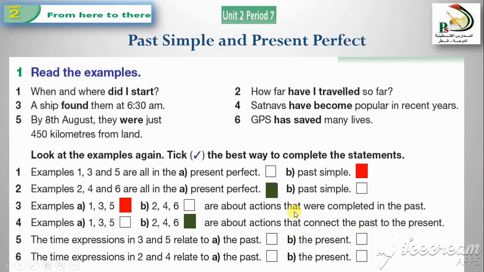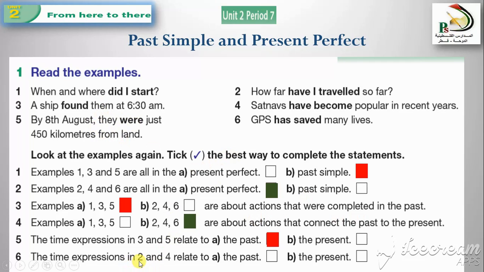The time expressions in 3 and 5 relate to the past or the present. 3 and 5. A ship found them at 6:30 a.m. By 8th August 2004, they were just, so this one, about the past or the present? Of course, past.